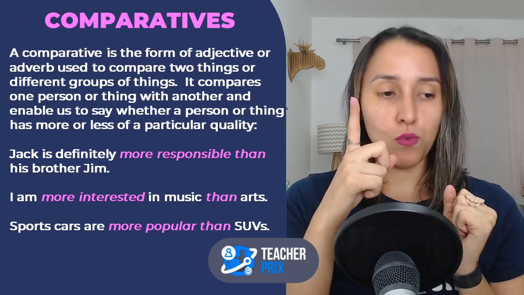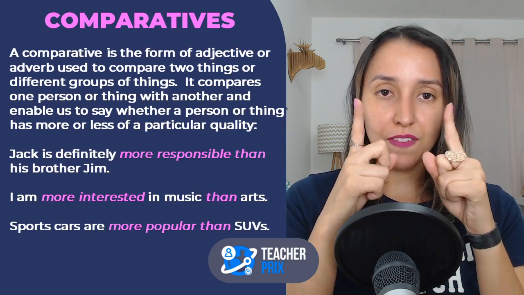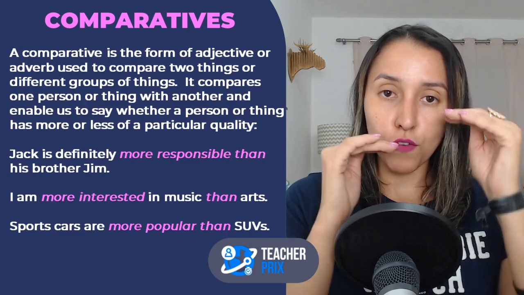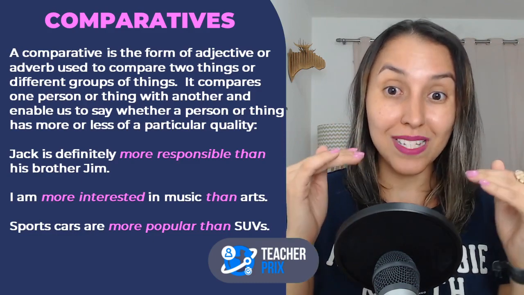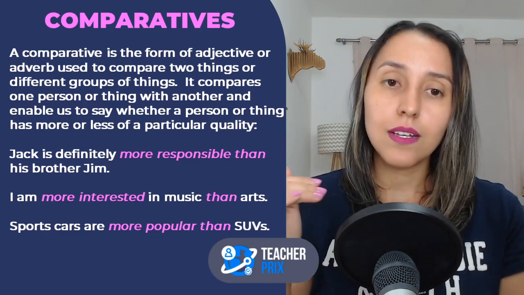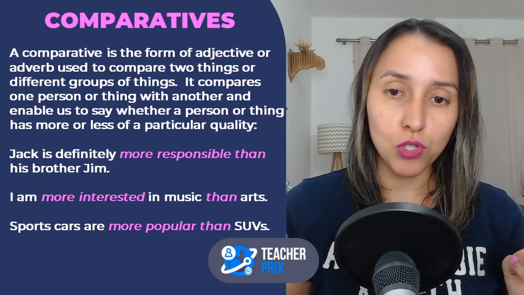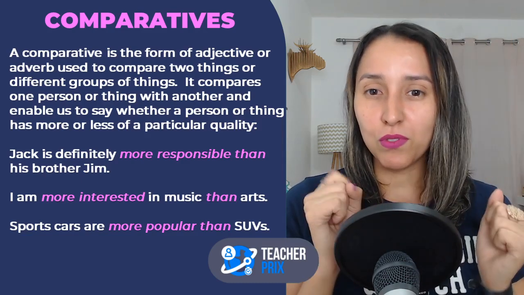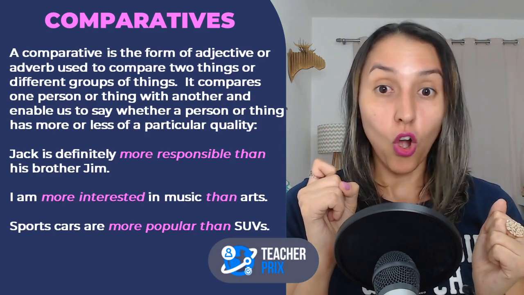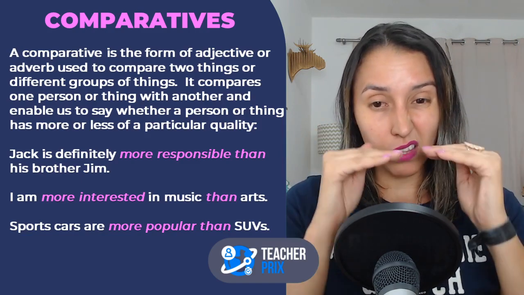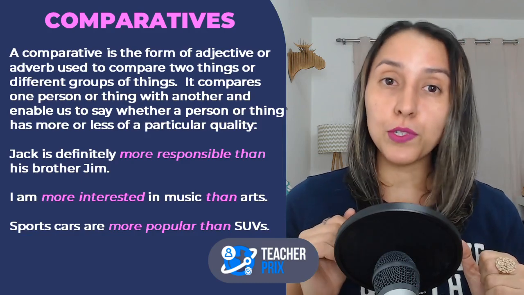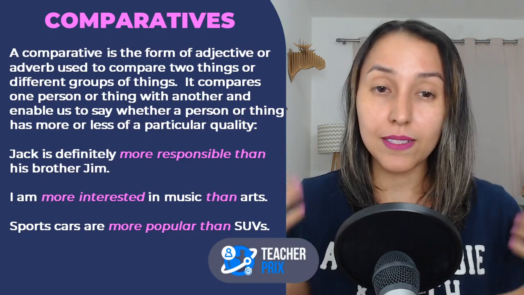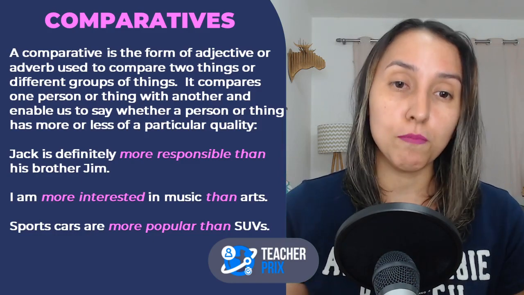So picture 1, picture 2. If I compare picture 1 and picture 2, in terms of beauty, in terms of which one is more or less, that's the structure I'm going to use. So picture A is more beautiful than picture B, or picture B is less beautiful than picture A. So this is a very simple example, but that's usually the goal of comparative.